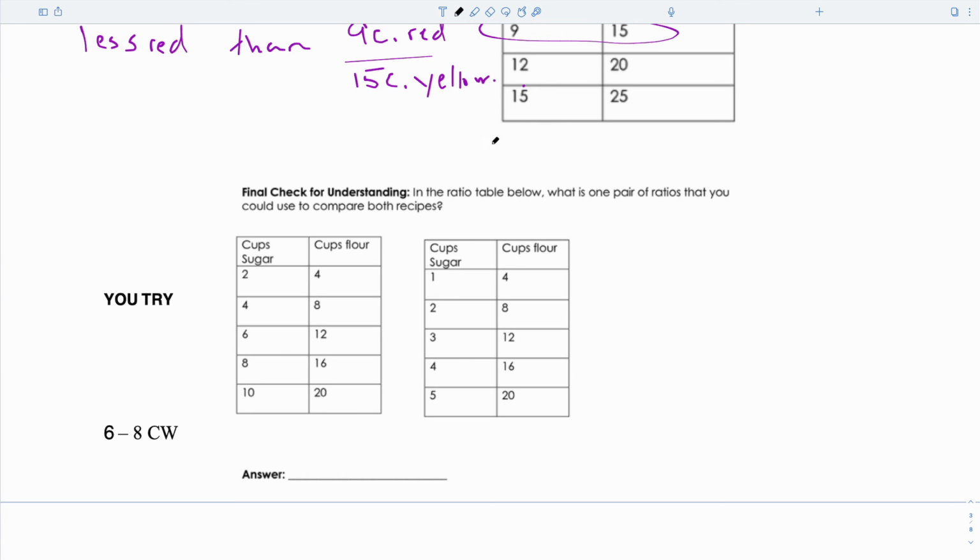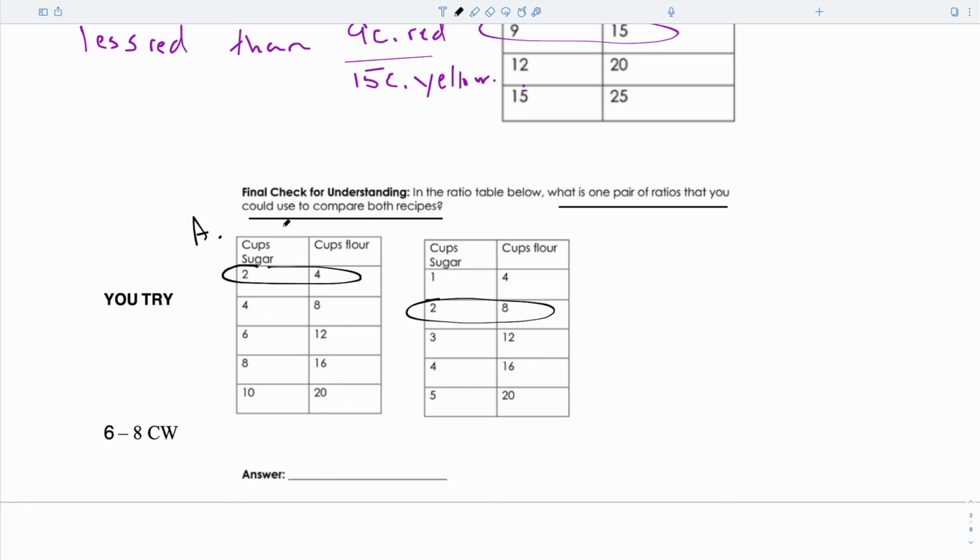All right, hopefully you had time to work this out. For the final check, we want to know which pair, oh dear, I don't think there's a question. What is one pair of ratios you could use to compare both? Oh, this one's actually easier. So for this one, we're just looking to find which one I can use to compare. So we don't actually need to see which one has more sugar, but if we're comparing, what ones could I use? And you should have circled 2, because you can use 2 for cups of sugar.